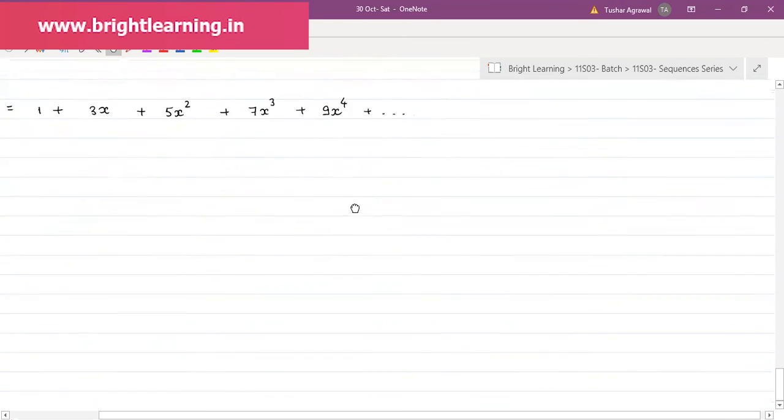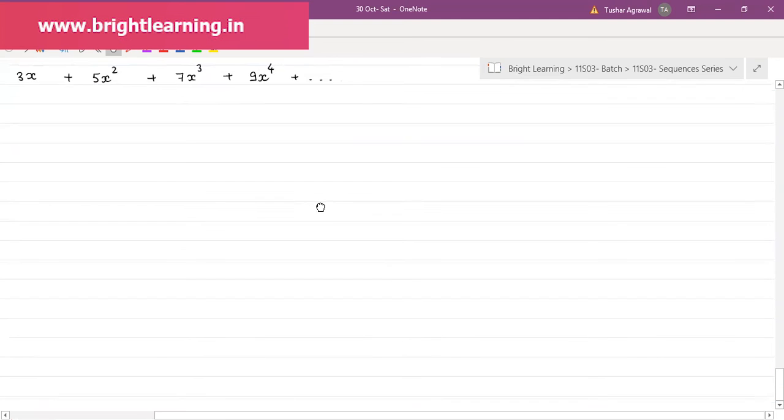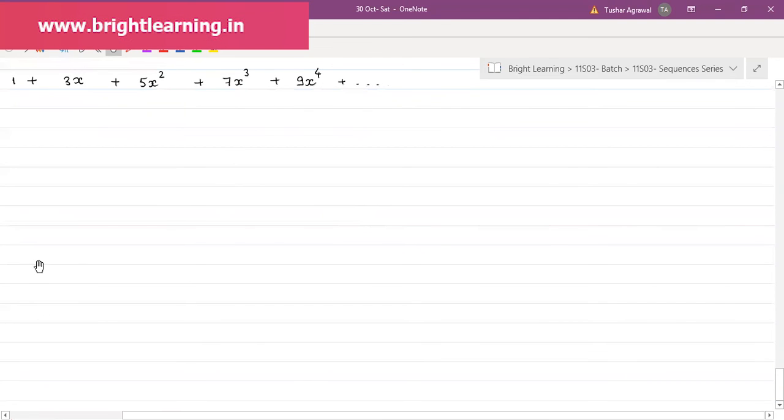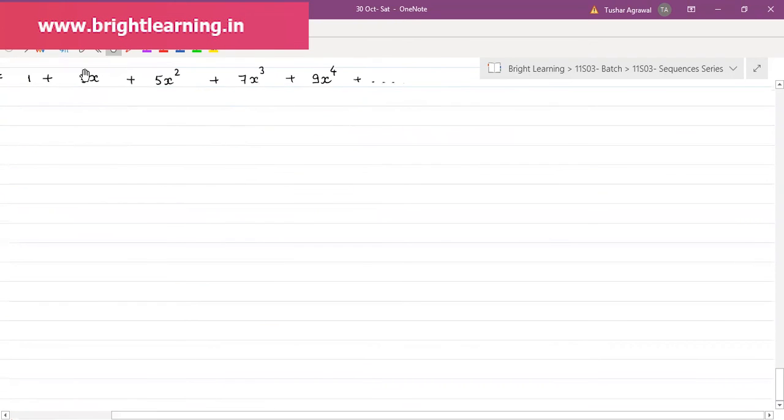So if I would have given you this question, evaluate 1 plus 3x plus 5x square plus 7x cube, isn't this question a repetition of the previous questions? See, x square, x cube, x to the power 4 is a geometric progression. 1, 3, 5, 7, 9, and so on is an arithmetic progression.